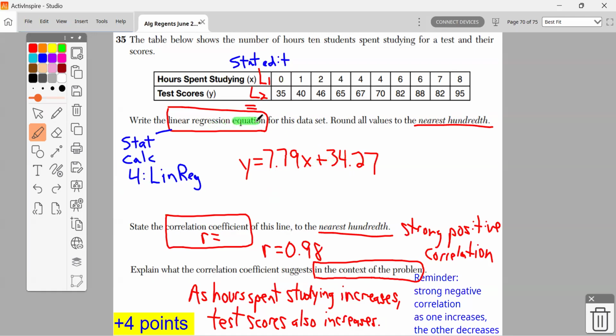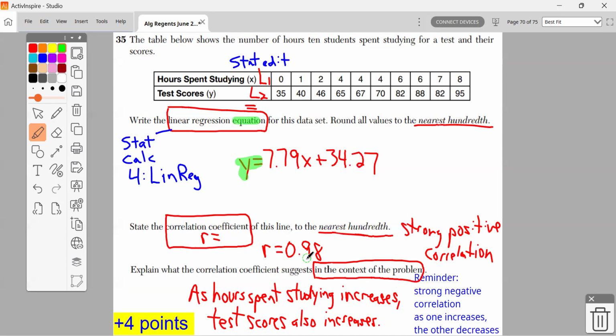It does state the equation, so you have to have the y equals there. The R value from that is 0.98, rounded to the nearest hundredth. This one was rounded to the nearest hundredth as well, because that's what the question asks you for. 0.98 is really close to 1 or negative 1. So that is considered a strong positive correlation.